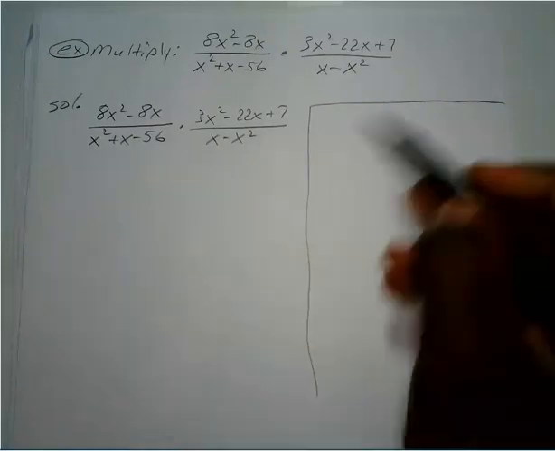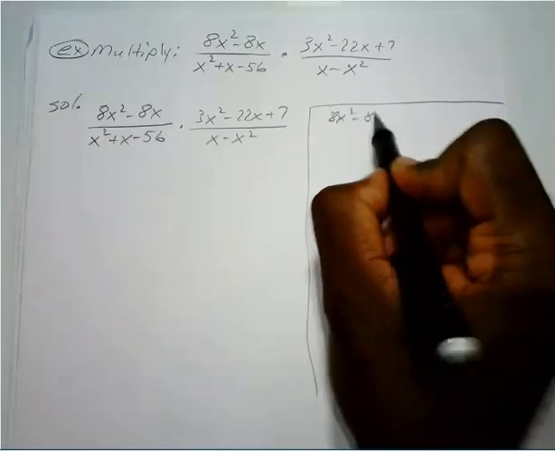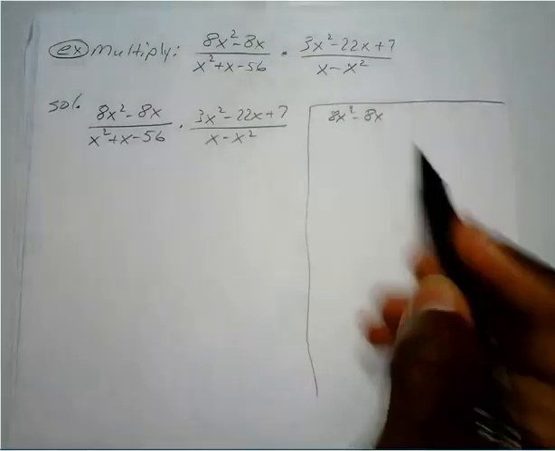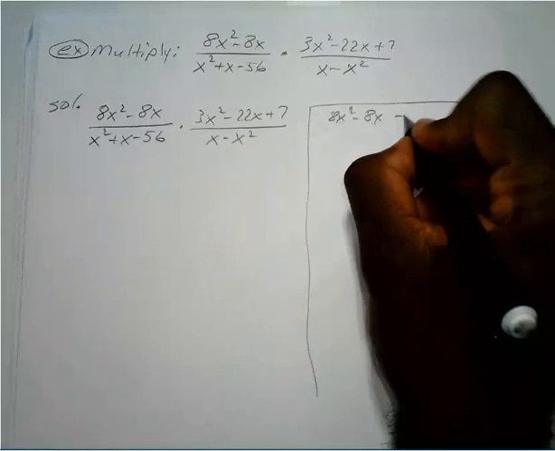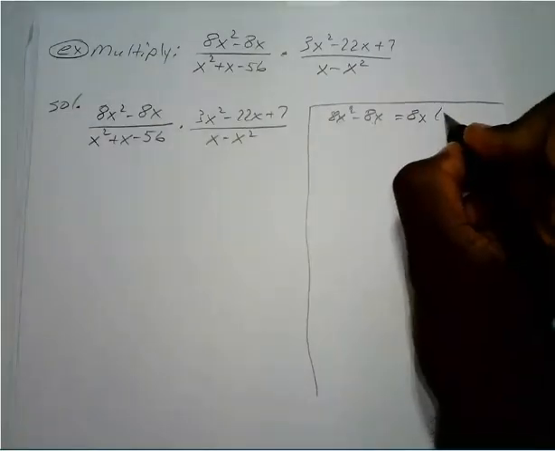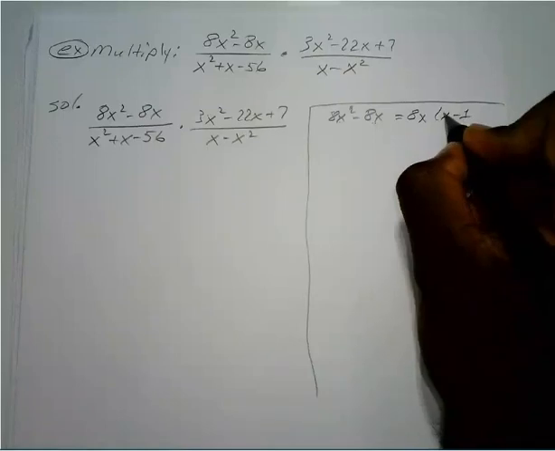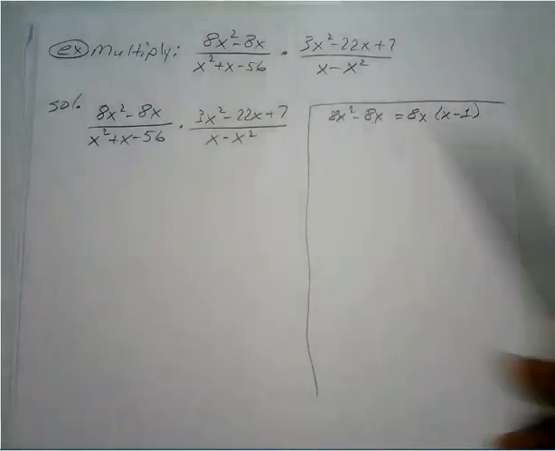Okay, so you have our 8x squared minus 8x. You can actually factor an 8x out of both of those terms. So if you factor out the 8x, that leaves you with x minus 1 inside the parentheses. And you can always do distributive property to double check. So we're done with that one.